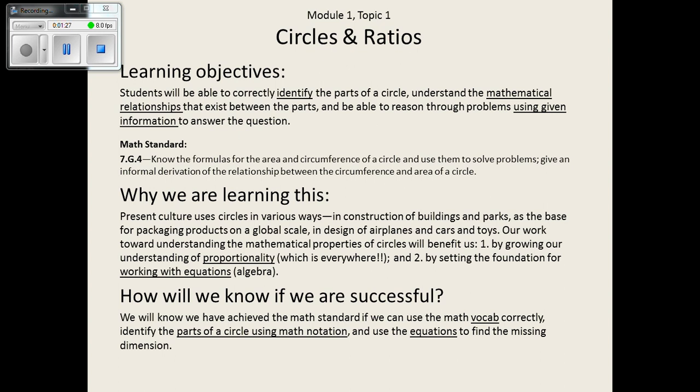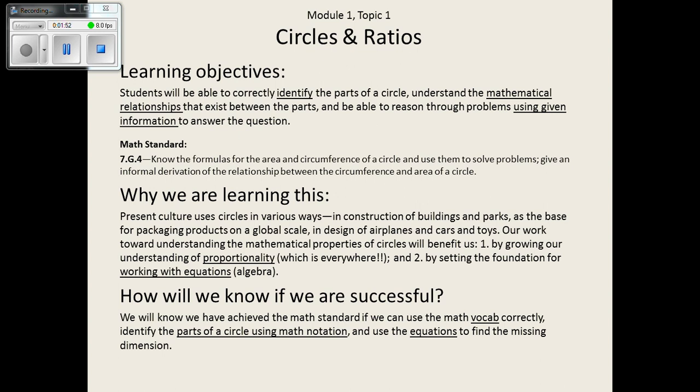The specific math standard that we are addressing is 7.G.4. Know the formulas for the area and circumference of a circle and use them to solve problems. Also, be able to give an informal derivation of the relationship between the circumference and area of a circle.